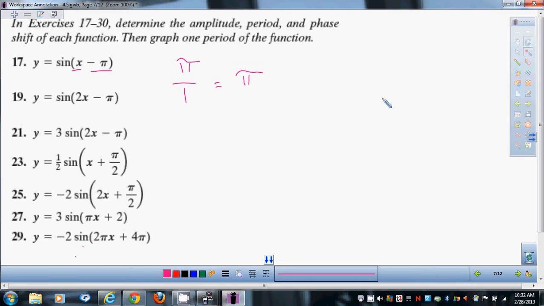All right. Let's skip down to a harder one. 25. Negative C, so negative pi over 2, over B, negative pi over 2 over 2. Justin, what's negative pi over 2 over 2? Since we talked about this yesterday.